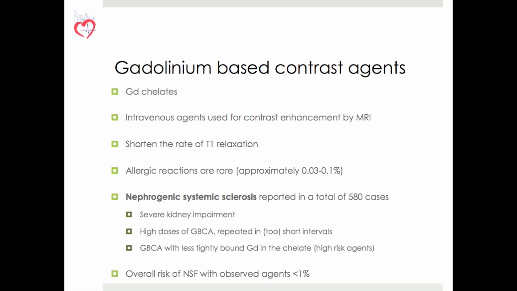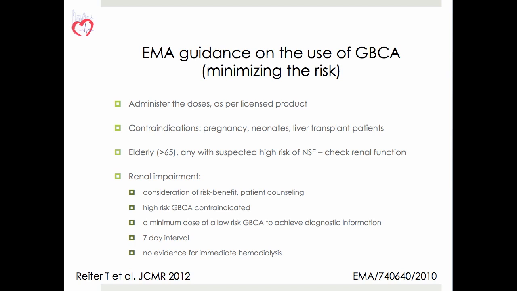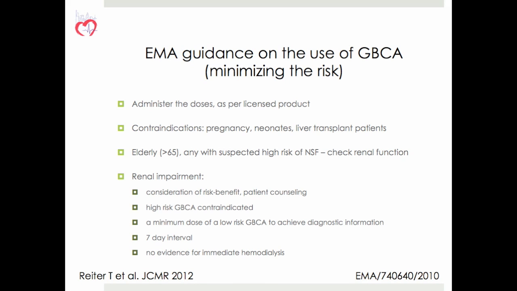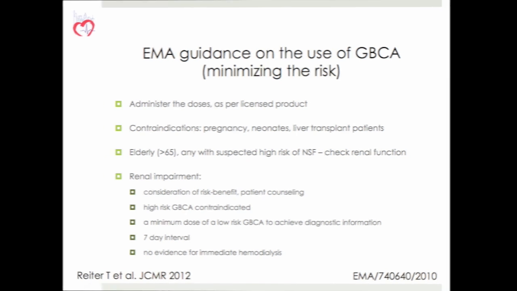A few years back, they were associated with a serious adverse condition called nephrogenic systemic sclerosis. The unifying circumstances described in these cases were the presence of severe kidney impairment, the use of high and repeated doses in too short time intervals, as well as the use of high-risk agents. These are the ones with the less tightly bound gadolinium within its chelate. This knowledge led to the development of guidance on the prudent use of gadolinium-based contrast agents in clinical routine, with no new cases reported ever since its application.